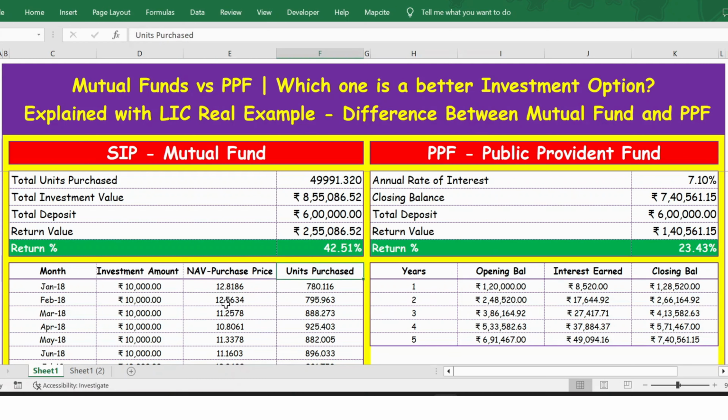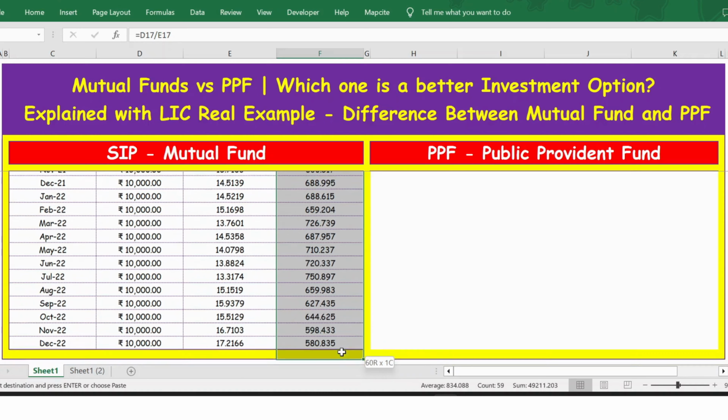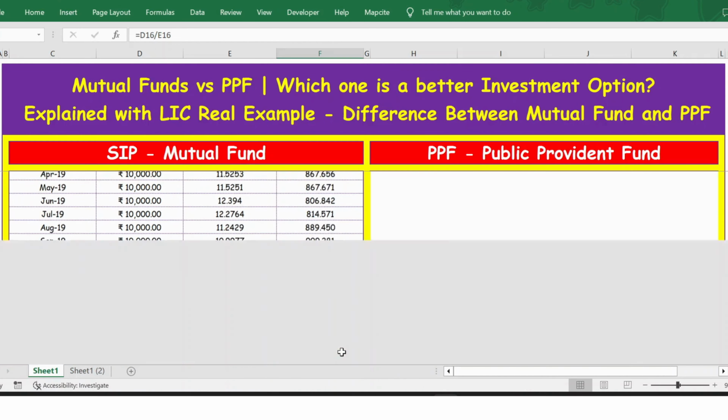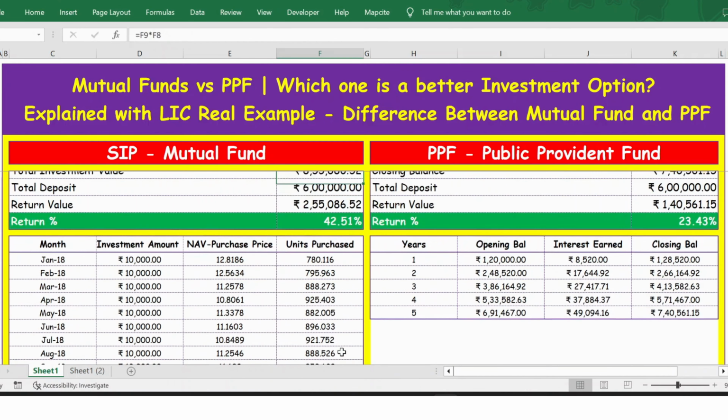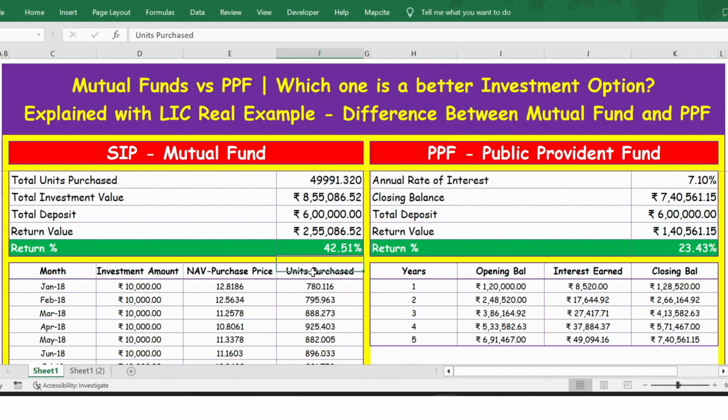And then you have the unit price. To calculate the unit price is very simple. The total investment amount divided by NAV or purchase price, you get the unit price. And the same thing, I just copy this and extend the formula until the last row. So you will get the number of units purchased.